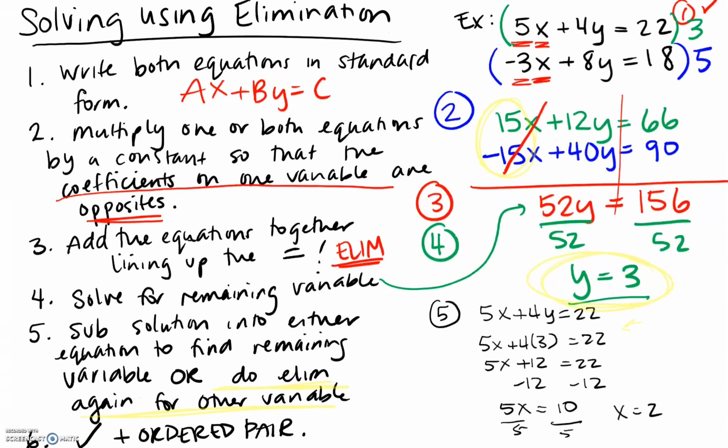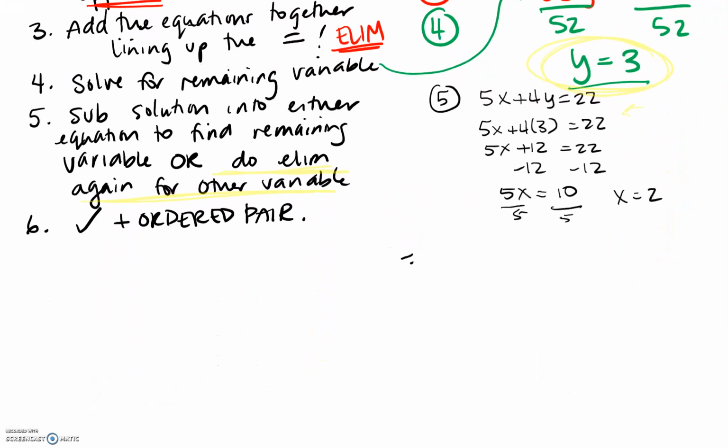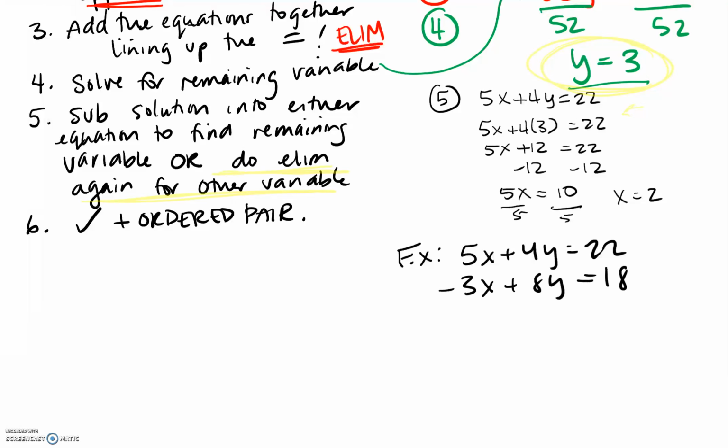I had to remember what my two things were. So we had what? 5x plus 4y is equal to 22. And our negative 3x plus 8y is equal to 18. And this time we would go through the exact same work, but we would try to make our y's have opposite coefficients instead of our x's.